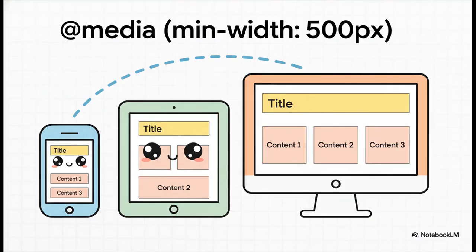The other key superpower is media queries. This is the cornerstone of all modern responsive design. A media query is basically just an if statement for your CSS. It lets you say, if the screen is at least 500 pixels wide, then apply these specific styles. This is how a website can look and feel perfectly at home on a tiny phone, a tablet, and a giant desktop monitor.